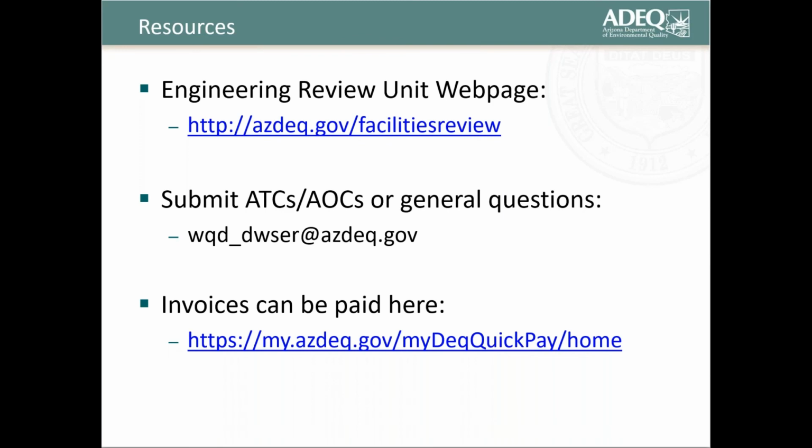And then one last thing: when you submit an ATC application, we will send an invoice for the review fee. That invoice can be paid electronically at the link provided below. Once that invoice is paid, that is when the application is logged in and it is pending review.